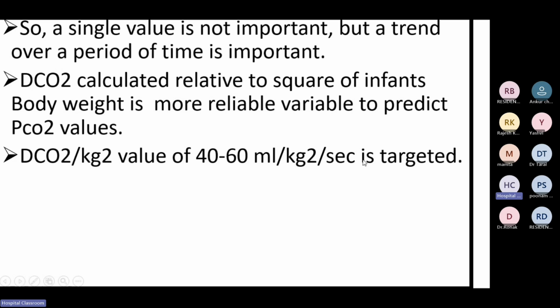Okay, so if you see your ventilator, in our ventilators also we have the option of DCO2. Many a times we don't see it, we don't titrate it, but as your gas exchange improves, as your CO2 elimination improves, the DCO2 values will come down, but there is no fixed way by which we can titrate it. So what we do is we use it for every baby as per the kg. Okay, so DCO2 per kg squared will give you a better guide.